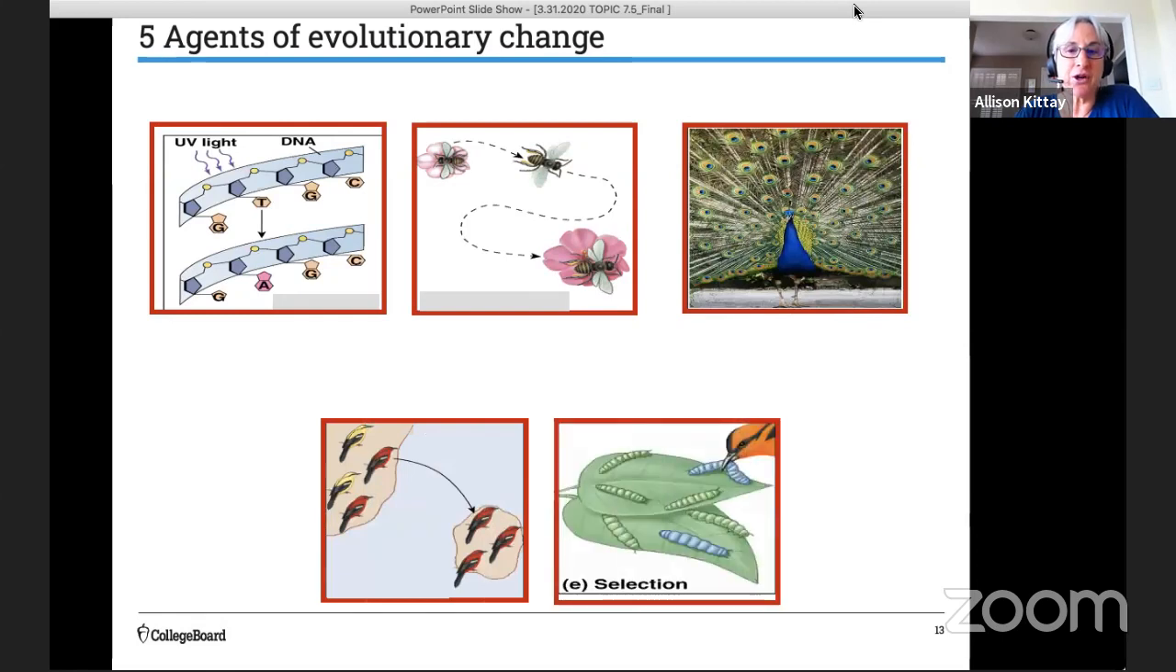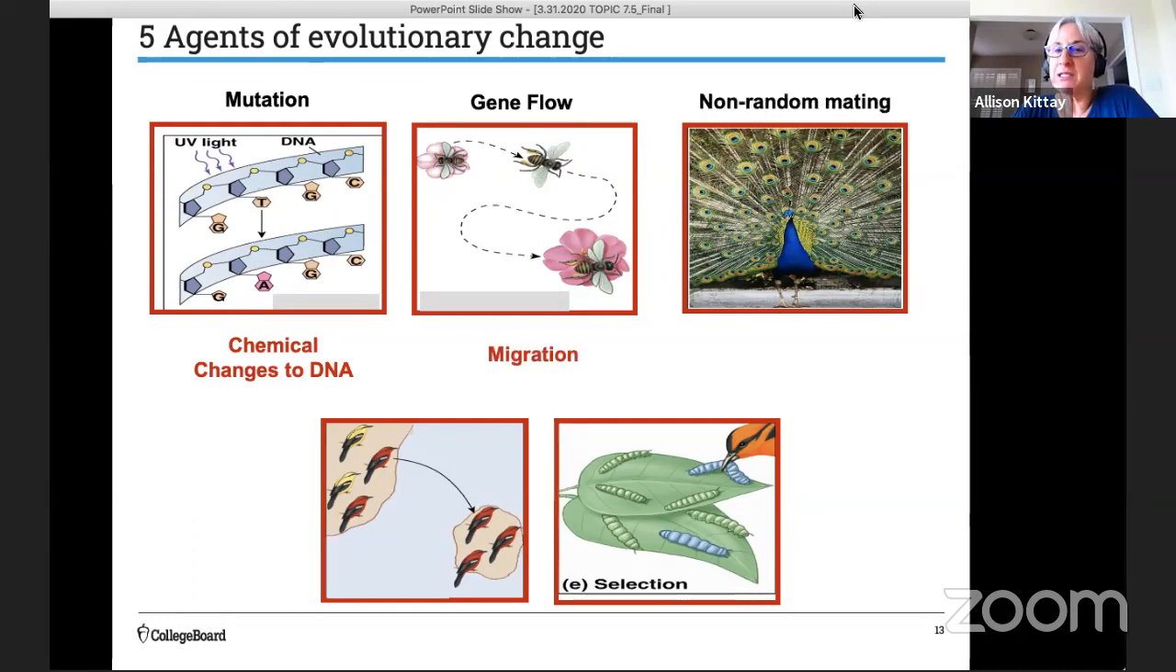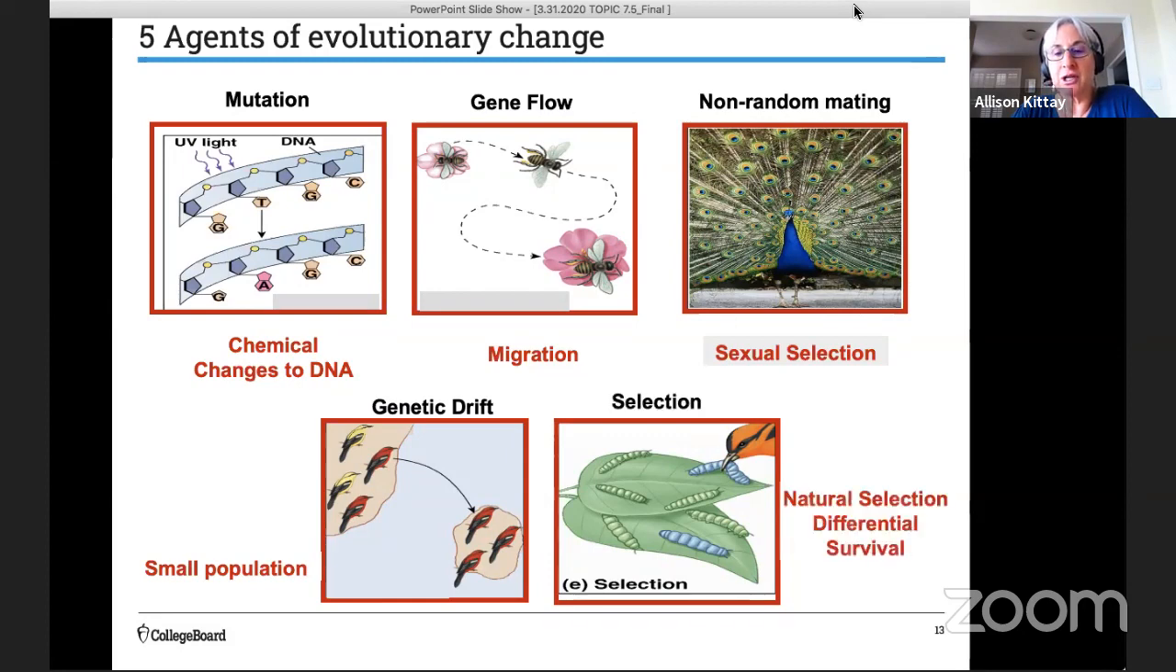So let's take a look at each one of these. The first one is mutation, and a mutation is simply changes to the DNA. The second one is gene flow, which is migration. The third one is non-random mating. There can be no sexual selection. Genetic drift means that you cannot have small populations, and then selection, which means that there is differential survival of individuals in the population.